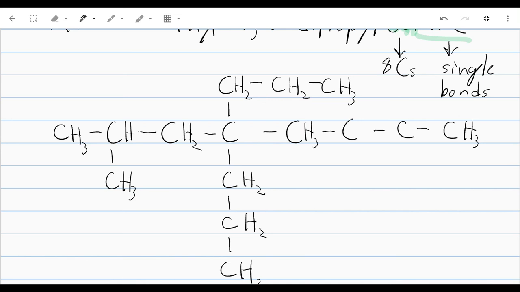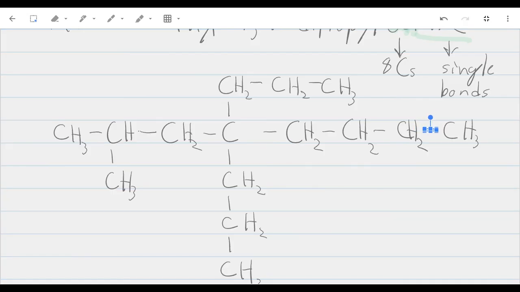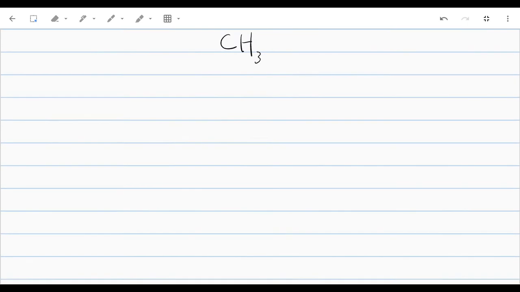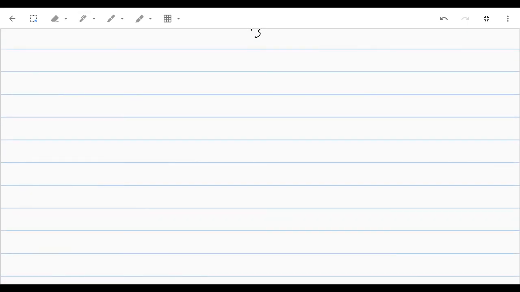Fifth, I need 2. Sixth, I need 2. Seventh, I need 2. And there we go. That is the full diagram for this compound. Now, I could write this out another way as well. I could do this with a line diagram, which will often be a much quicker way to sketch it out.